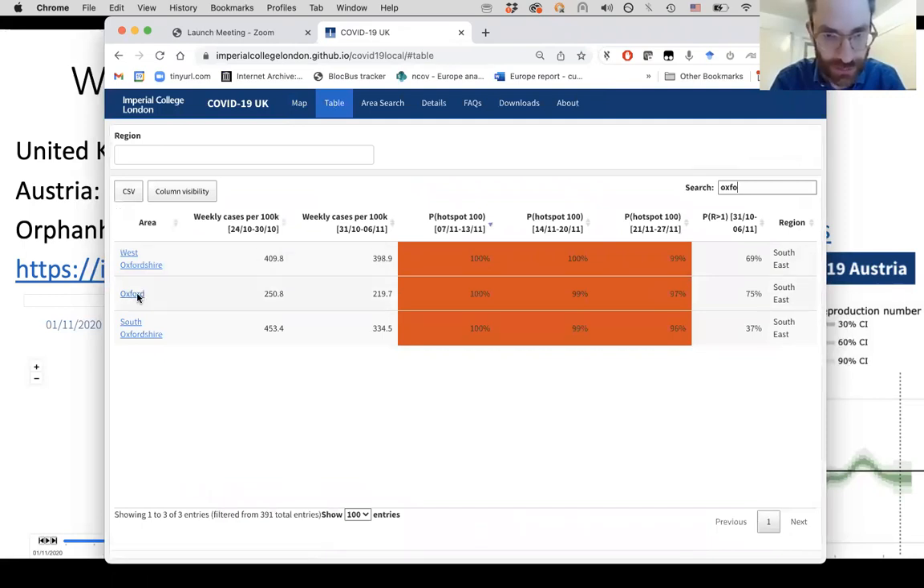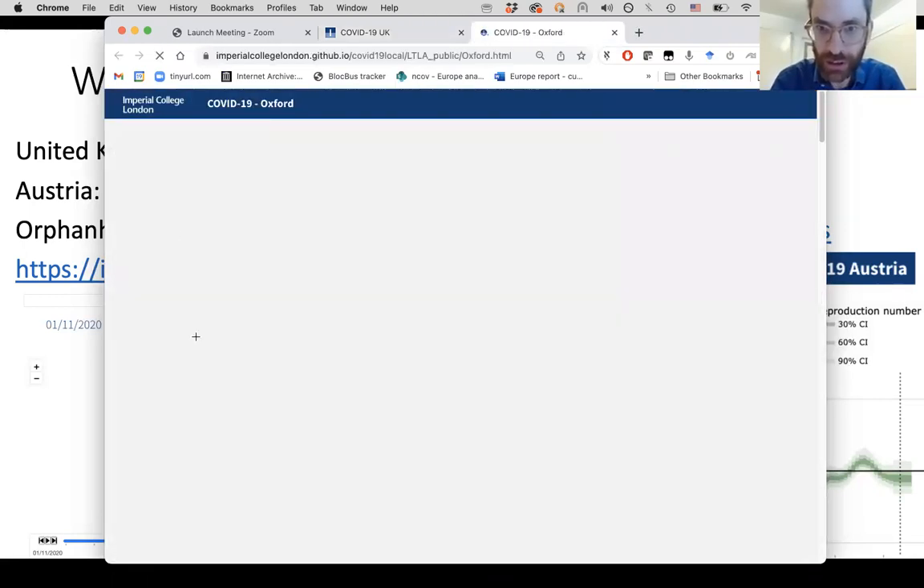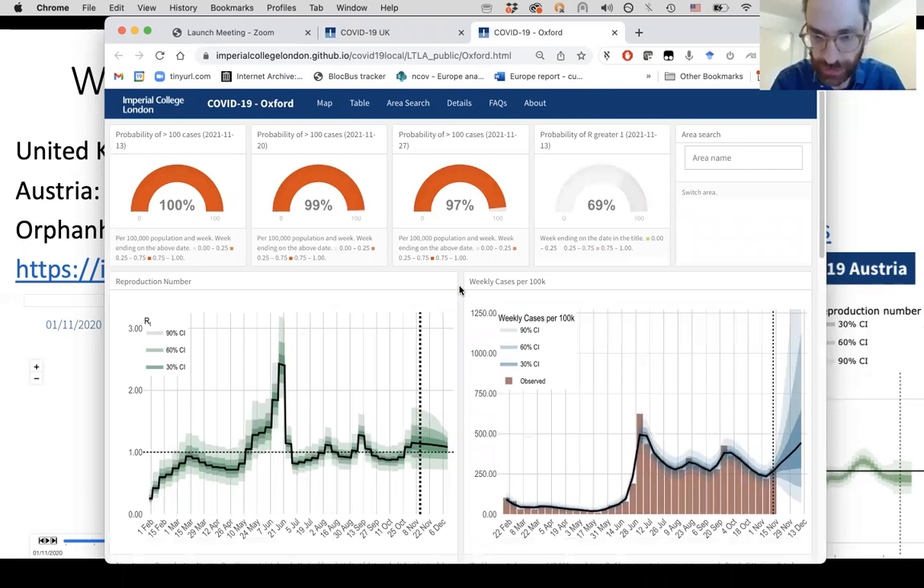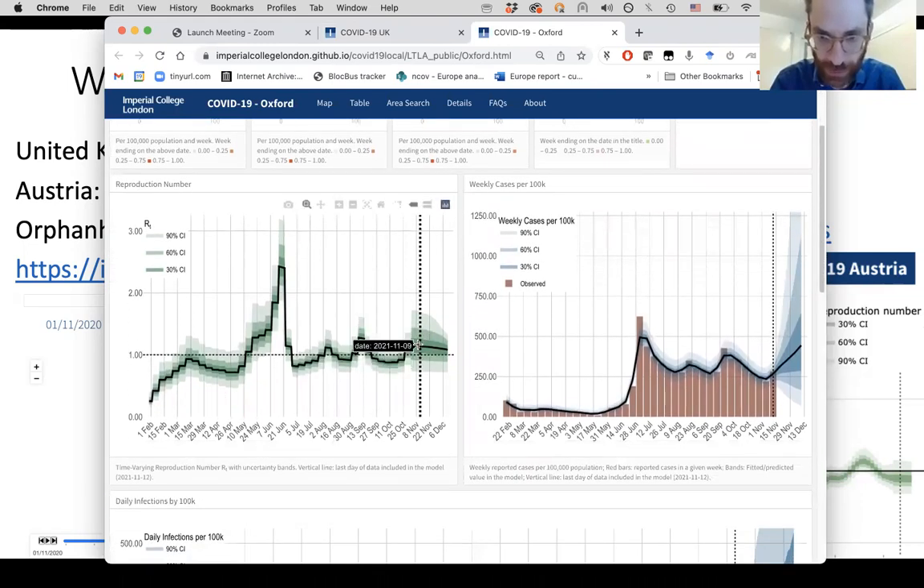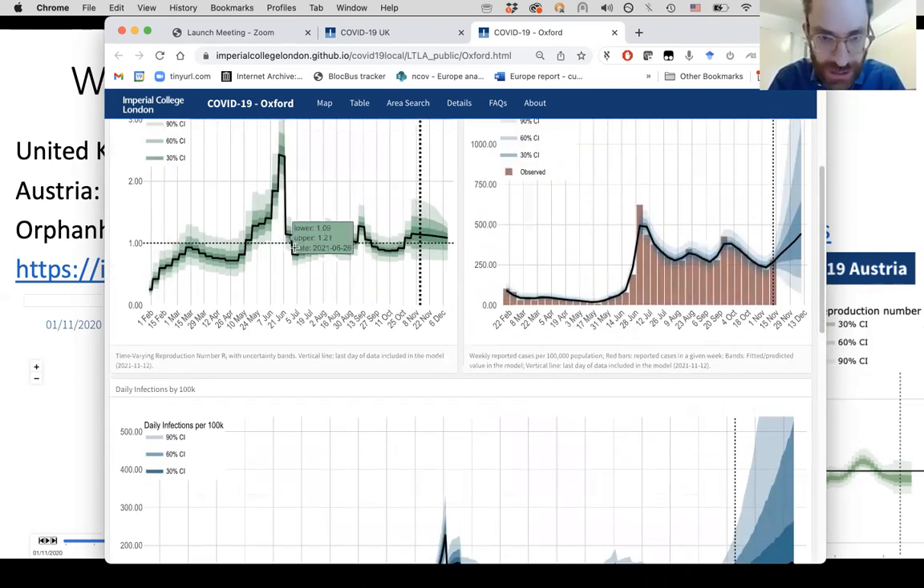I haven't actually looked at this recently. Sort of terrified to look. Cases are absolutely exploding here among young people. Okay, so the time-varying reproduction number is nowhere near as high as it is in Austria, which corresponds to the fact that cases are growing, but not doubling every week. They're increasing by 10 or 20% or something like that. And yeah, let's go back in time.